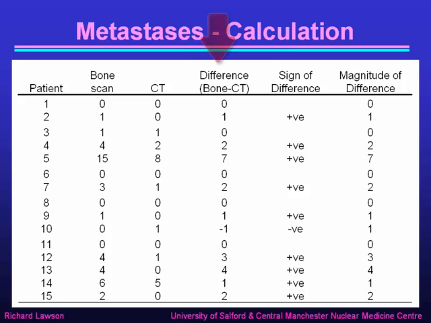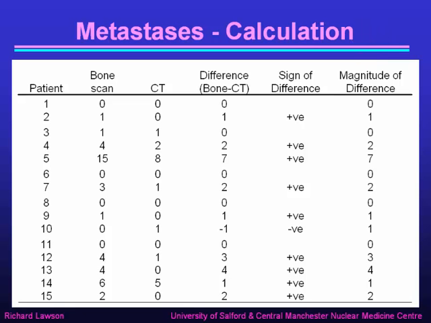We've already calculated the difference between bone and CT, and now I've added 2 extra columns to show the sign of the difference, whether it's positive or negative, and in fact all but one are positive, and the magnitude of the difference. Notice that quite a few of these have 0 difference.